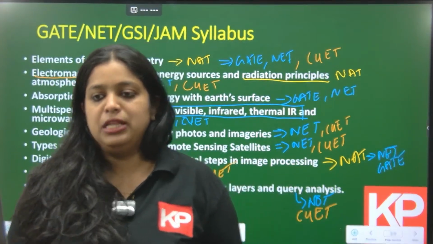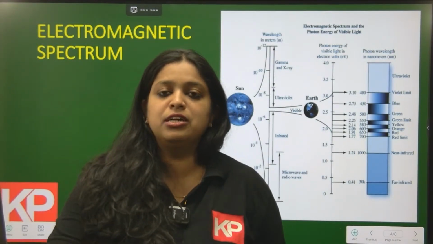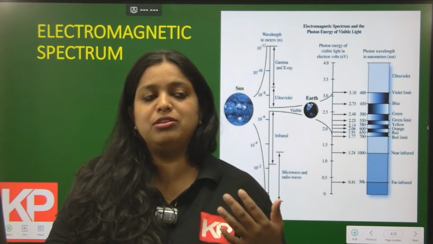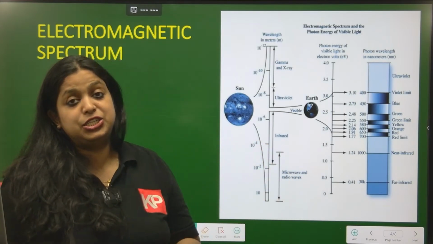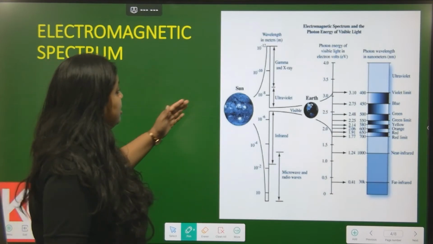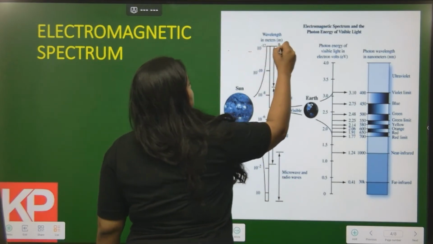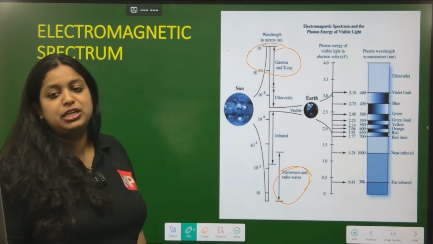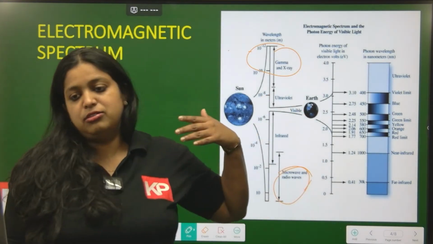competitive exams of geology. Now let's have a small discussion about electromagnetic spectrum and the atmospheric window. What is an electromagnetic spectrum? We know that the sun produces this continuous electromagnetic spectrum, a spectrum of energy from gamma rays. Over here I hope you can see the picture, from gamma rays till the microwave and radio wave radiations.